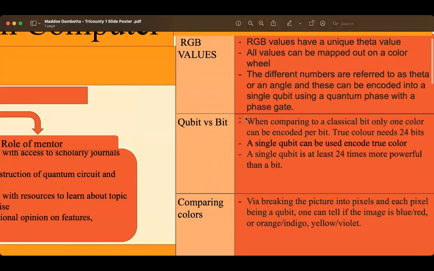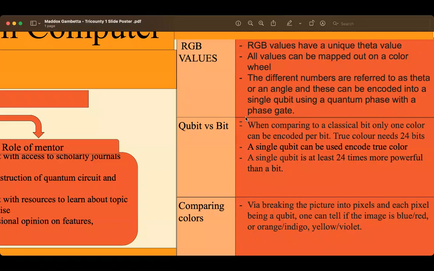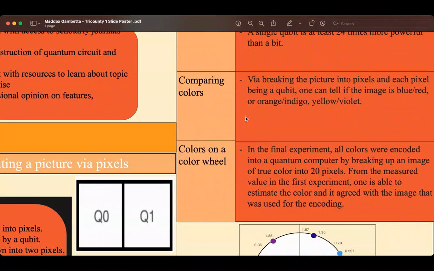When comparing a qubit to a bit, only one color can be encoded per bit, and true color needs 24 bits. A single qubit, however, can encode a true color, meaning that a single qubit is at the minimum 24 times more powerful than a bit. When comparing colors via breaking the picture down into pixels, each pixel being a qubit, one can tell if an image is blue/red or orange/indigo or yellow/violet. And then colors on a color wheel.